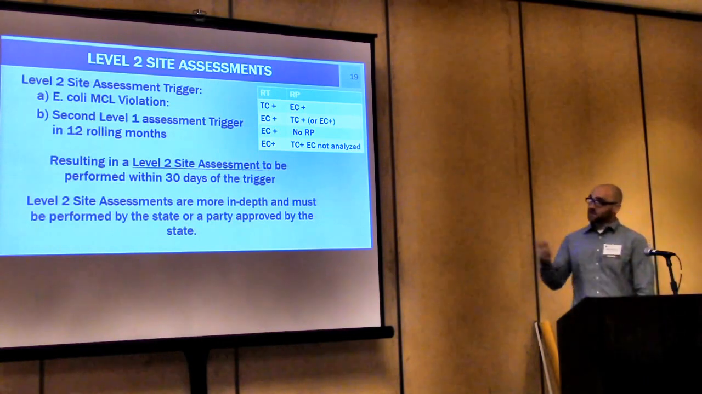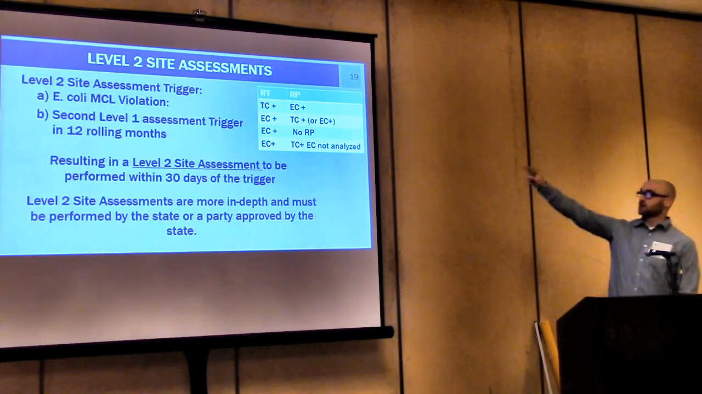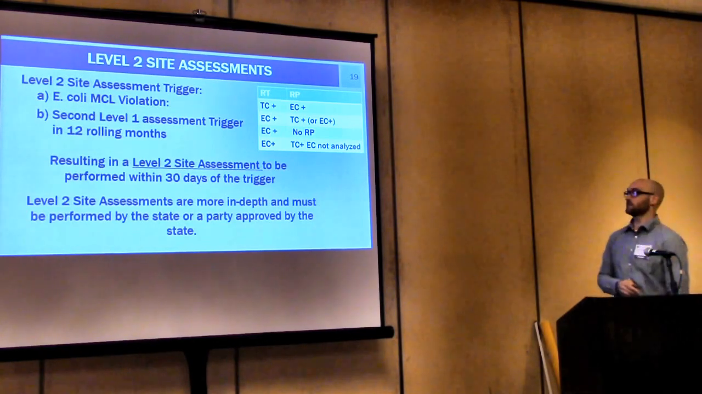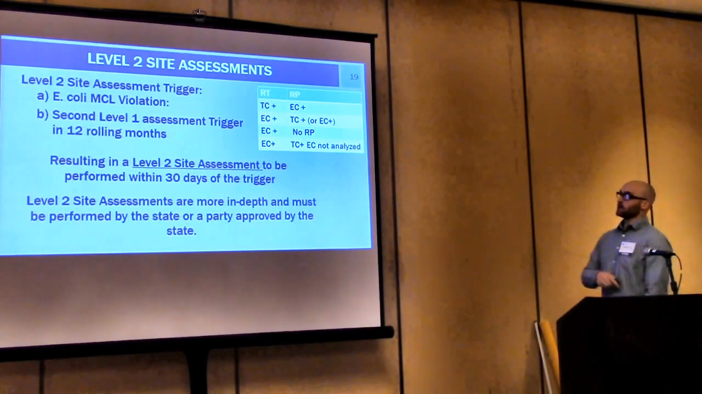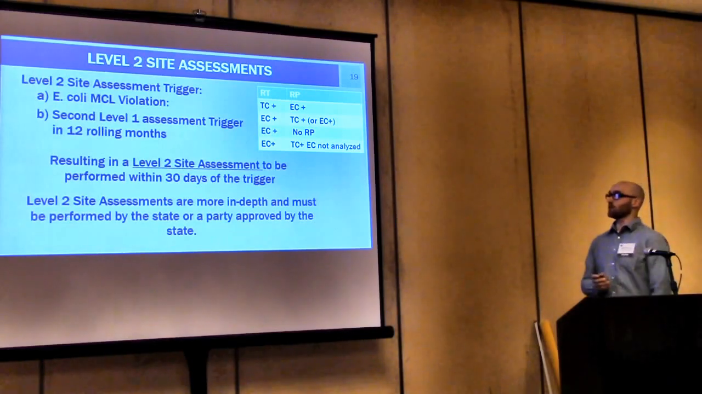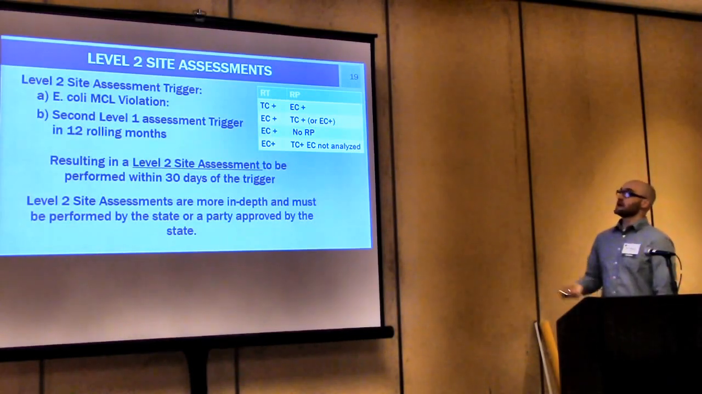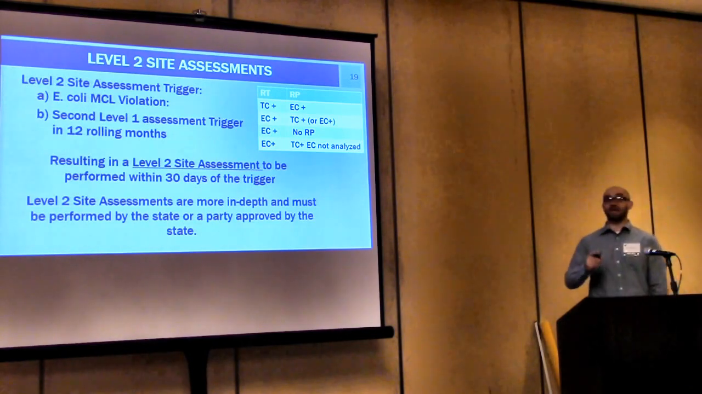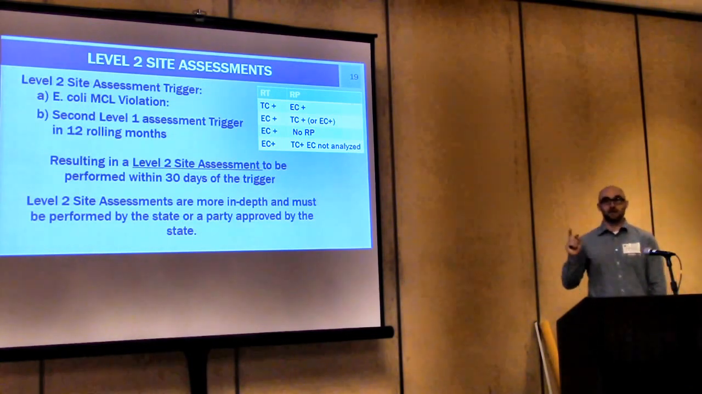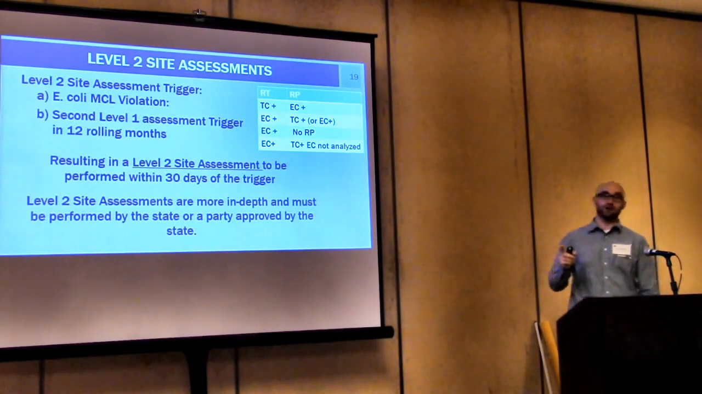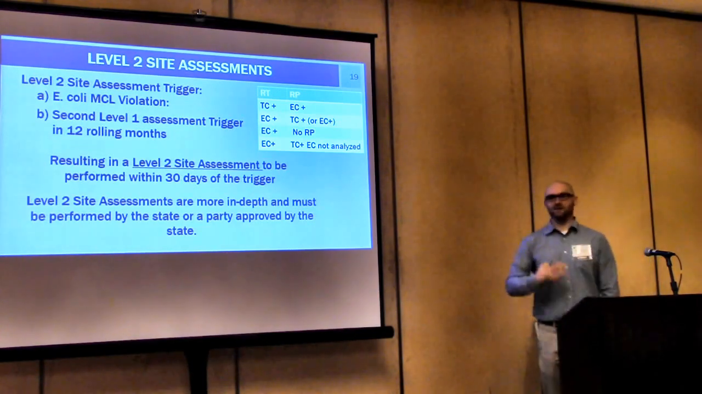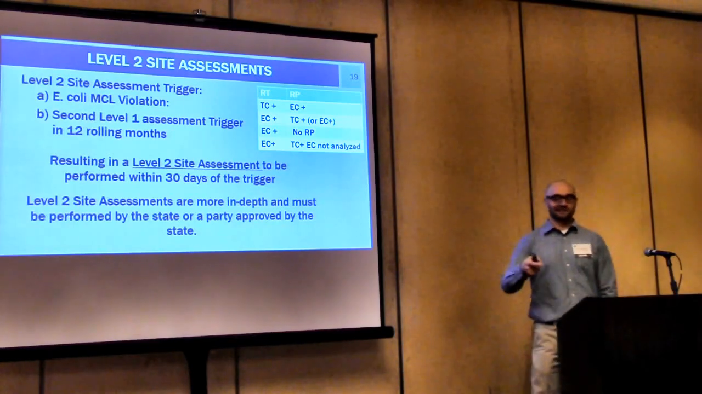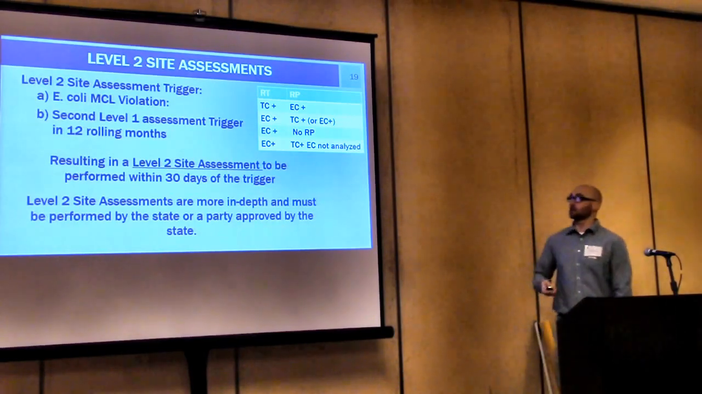Level 2 site assessment is triggered by an E. coli MCL. So anytime you have a routine total coliform positive followed by an E. coli positive repeat, or an E. coli positive routine followed by a total coliform or E. coli repeat. If you have an E. coli positive sample and you don't take all of your repeats, that's a level 2 trigger. Similar to the level 1 trigger, if you have E. coli but you don't do enough of your repeats, we don't know how extensive the problem is. That's a level 2 site assessment.